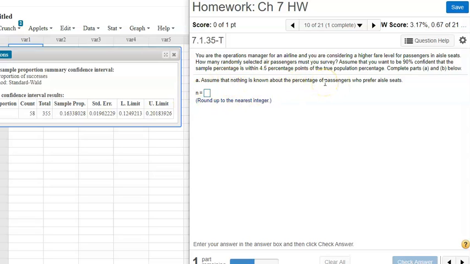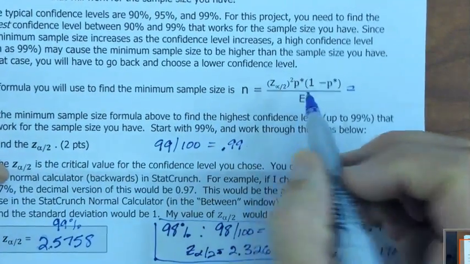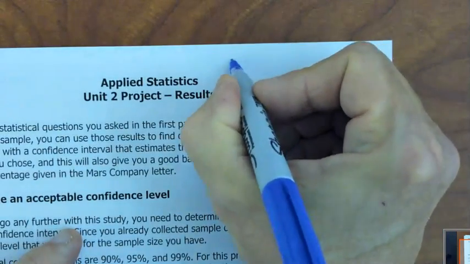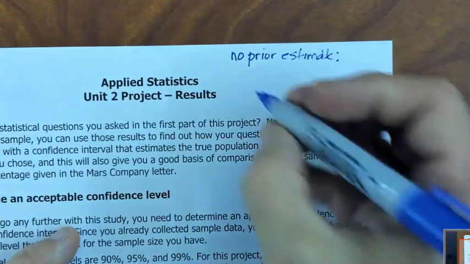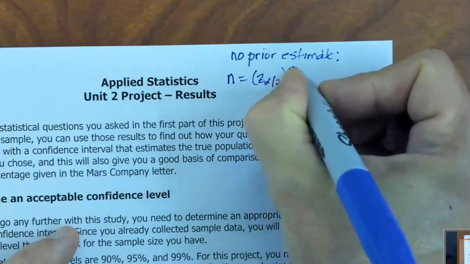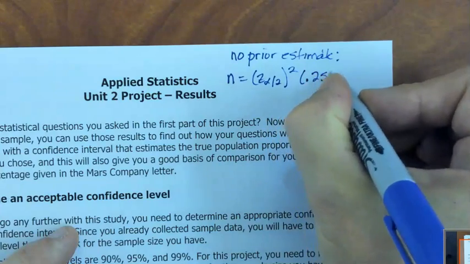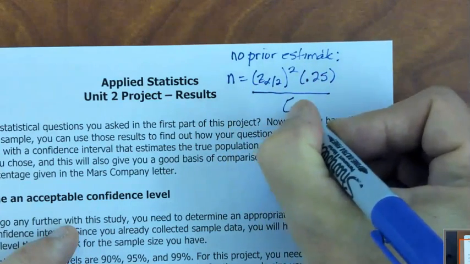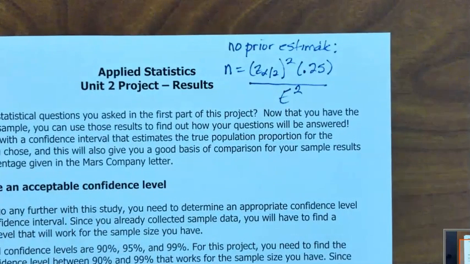In the first part of this one, they're saying assume nothing's known about the percentage of passengers who prefer aisle seats. If you don't have a prior estimate, then instead of this formula, you're going to use a different formula. This one is in the Chapter 7 notes, but I'm also going to write it for you here. In this case, your minimum sample size, you still have the critical value here that's squared, but then instead of the p star and the 1 minus p star, here you just have a 0.25. And underneath you have the E squared.